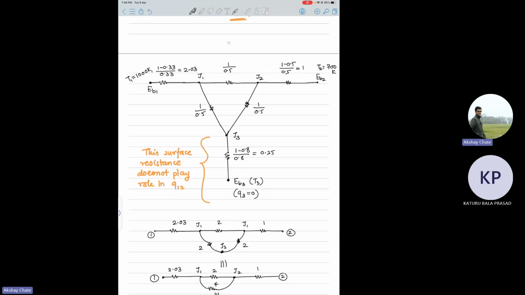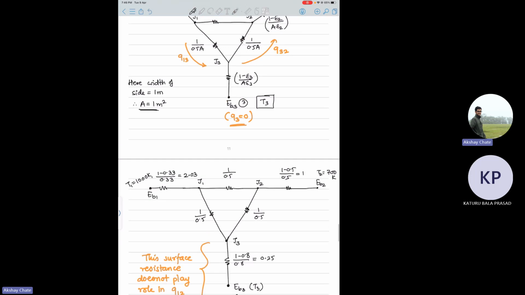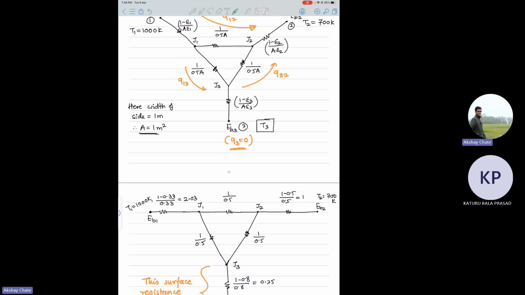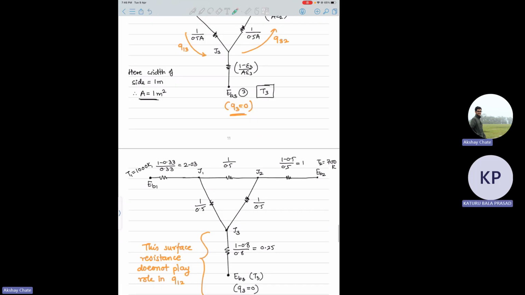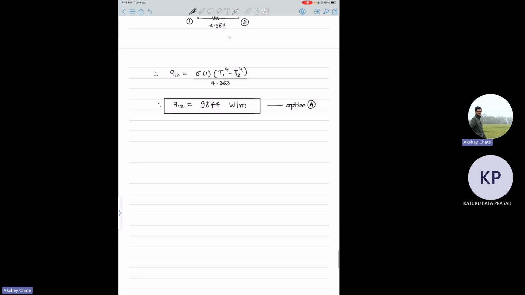And yes, sir. To find T3, the only thing that we have is, since it is a steady state condition, in that case this Q13 and Q32 will have to be equal. Then only T3 will be constant, right? Otherwise it will not be a constant. So therefore, to find T3, we have Q13 equal to Q32 under steady state.